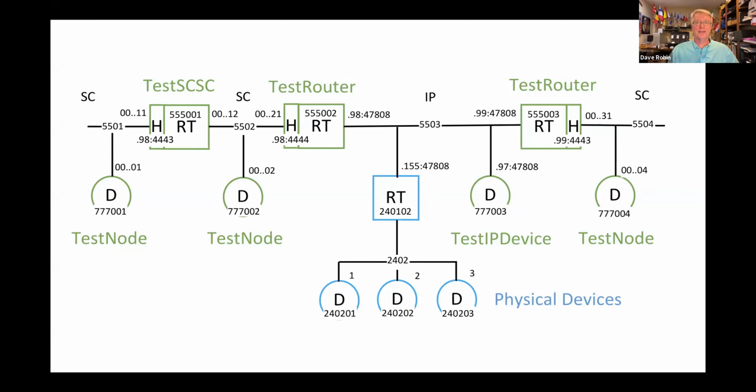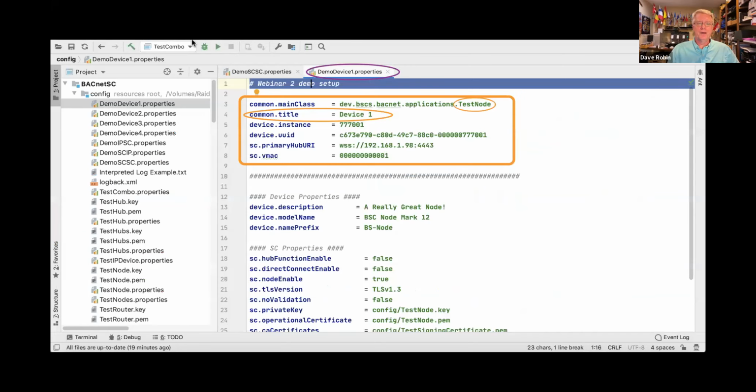Now let's take this a little bit at a time and build this up, because we're going to launch a whole bunch of processes here. And each one is going to be driven by a configuration file. So we'll start with the easy one. Create a demo device properties file. The only thing we have to assign here is pretty easy. We have to assign it the MAC address, the device ID 7770001, and the hub URL of 984443. So let's go do that.